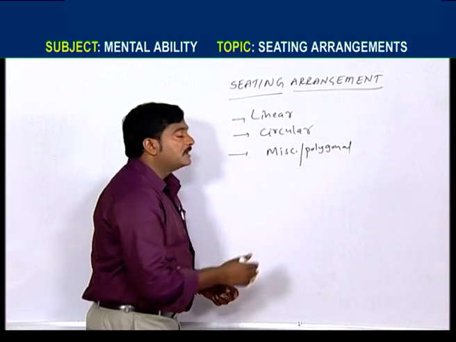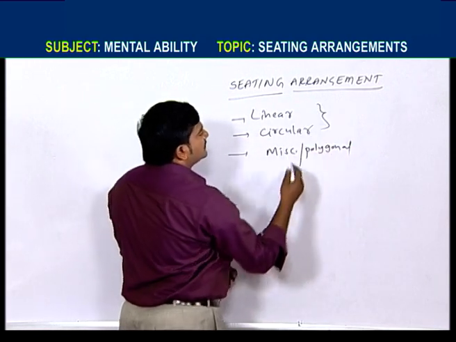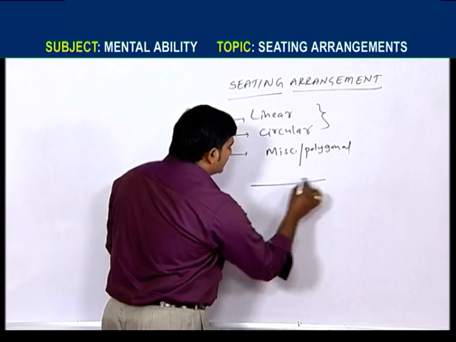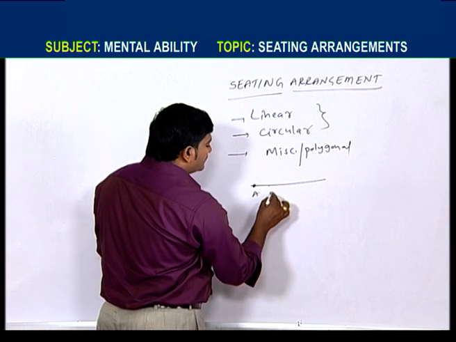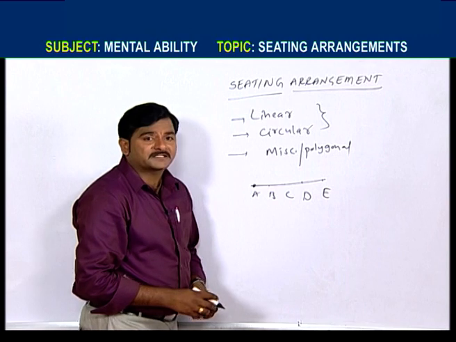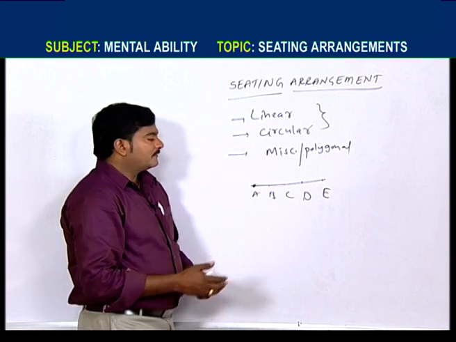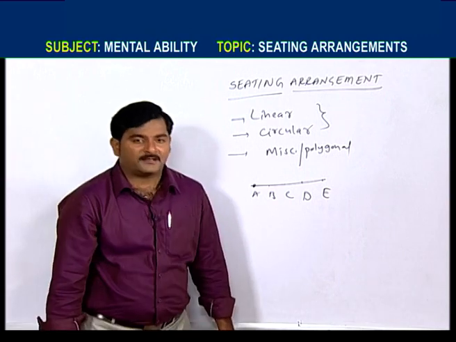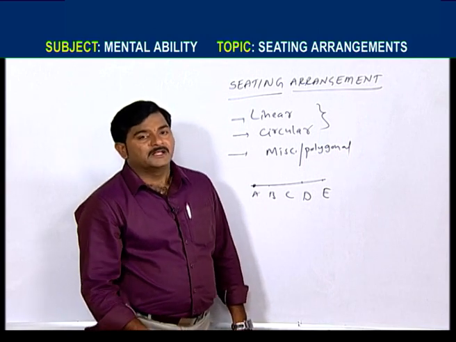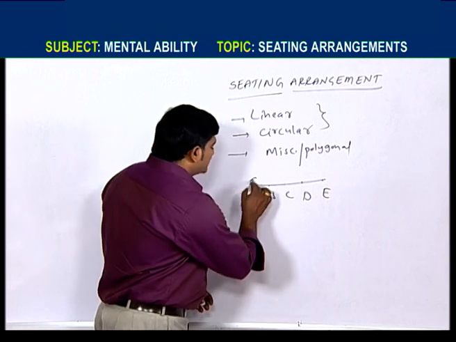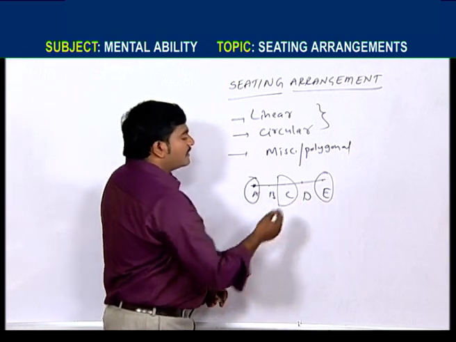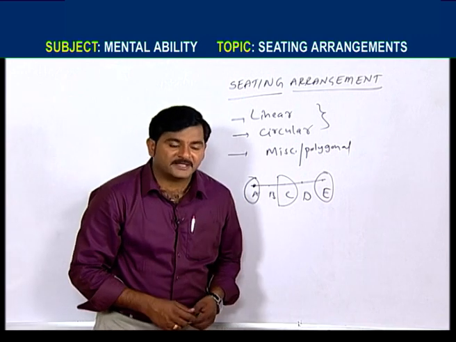The main difference between these two is only one difference. In linear arrangement, for example, one line is there. Let us say A, B, C, D and E. For example, 5 persons are sitting. This kind of arrangement is called linear arrangement. In this linear arrangement, we can decide the first person, the last person, or even the middle person, and the positions of B and C also we can say perfectly.